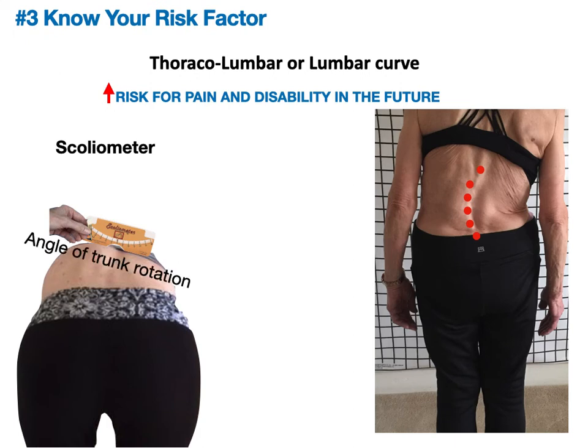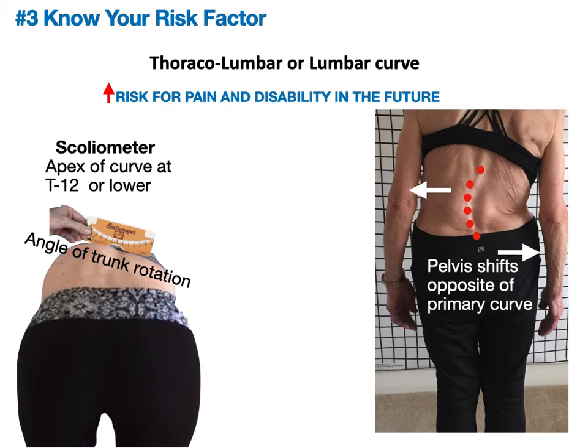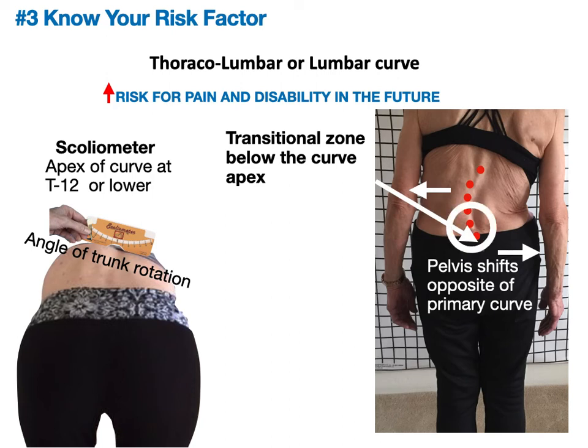The scoliometer measures the angle of trunk rotation and helps identify a structural curve versus spinal asymmetry. It helps us find the apex of each curve, and if the apex of the curve is at T12 or lower and the pelvis is shifted to the opposite side of this curve, then the curve pattern is a primary lumbar or thoracolumbar curve. These patterns are considered a risk factor because they tend to have transitional areas at L5-S1, where the curve changes directions, causing a pelvic shift.